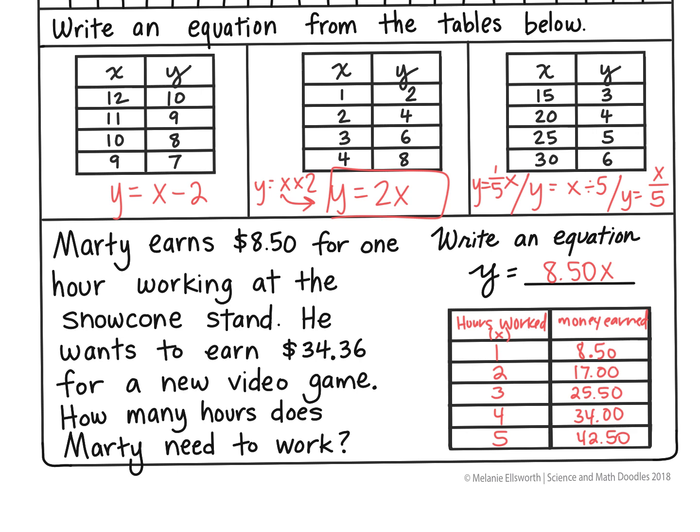Okay, are we good on this page? Just pulling out equations from tables, like just finding the rule. All we're doing is looking at the rule from X to Y and saying, okay, I subtracted 2 from X, so that's my equation. X minus 2 is Y. Or here I have to multiply X times 2 to get Y, so 2X equals Y. Here I'm dividing X's by 5, so it could be any of these equations. This one, I'm multiplying X times 850 each time, so it's Y equals 850X.